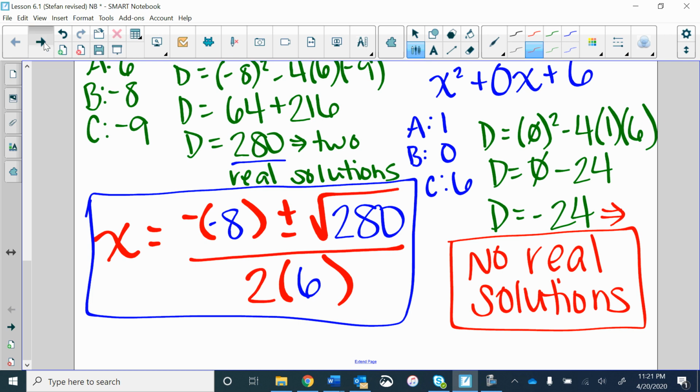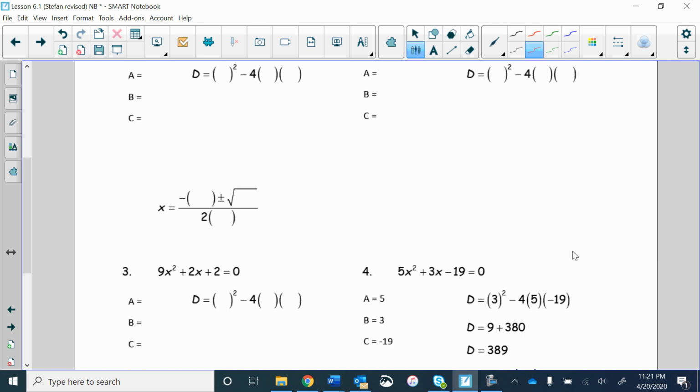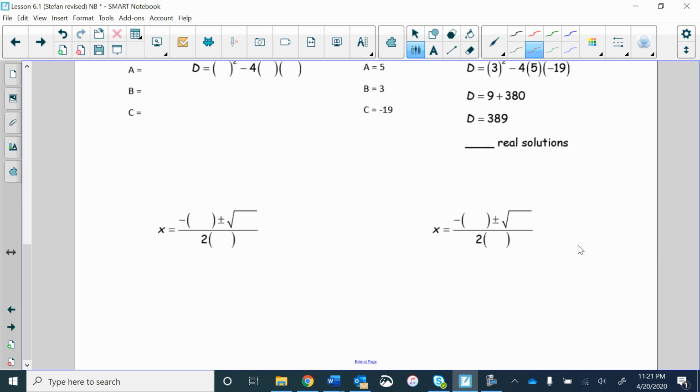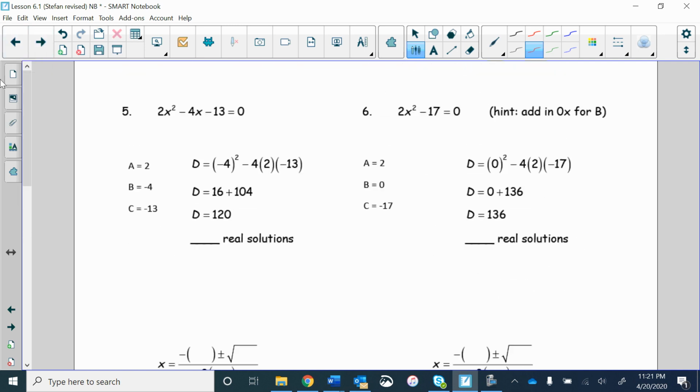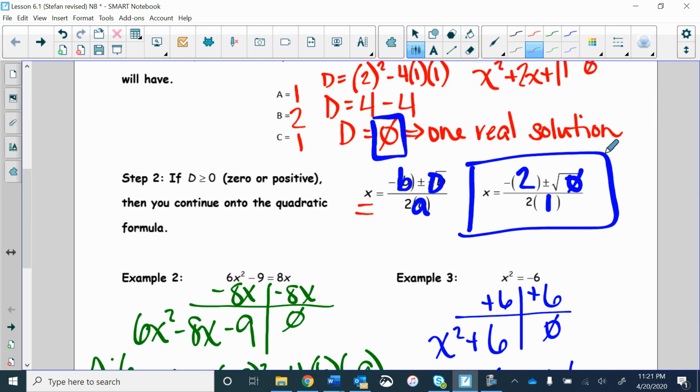Okay, guys, I want you to try some of these practice ones on your own. I was pretty nice. I filled out some of the formulas there so you can expedite your process, but I want you to get the hang of it. Do all the discriminants that are needed and then determine what solutions you need.